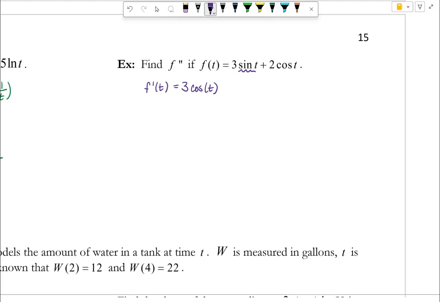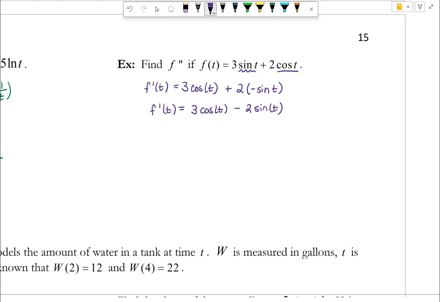But I have to be careful when I get to my second term. I have 2 as a constant multiple, but the derivative of cosine is negative sine, or the opposite sign that cosine had. So when we write this derivative, we're going to get that our first derivative, f prime of t, is 3 times the cosine of t minus 2 sine of t. So that negative 1 factor in front of sine of t, we're just going to pull that out and multiply that with the 2.